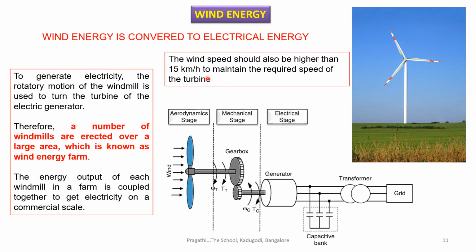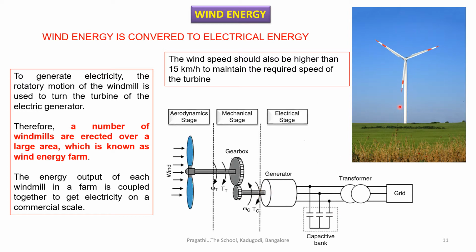You should know 15 kilometers per hour, to maintain the required speed of the generator or the turbine. To generate electricity, the rotational motion of the windmill is used to turn the turbine of the electrical generator. Just now I've explained, the same thing is given here.